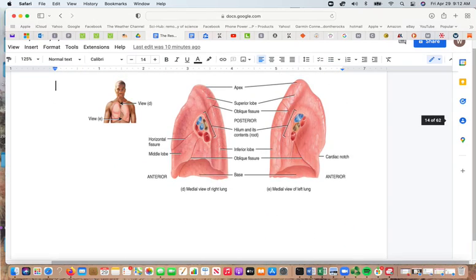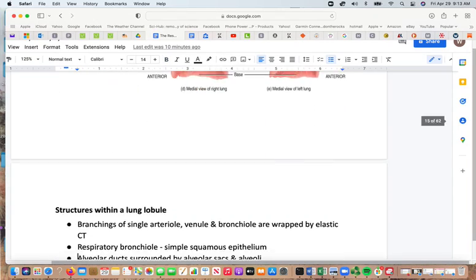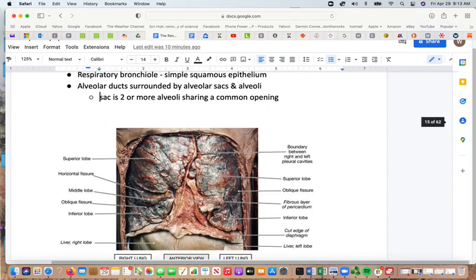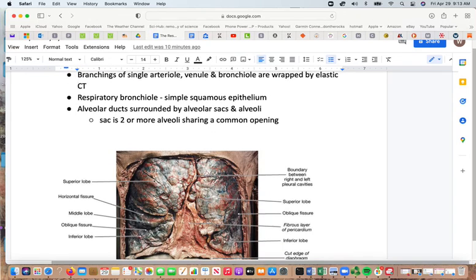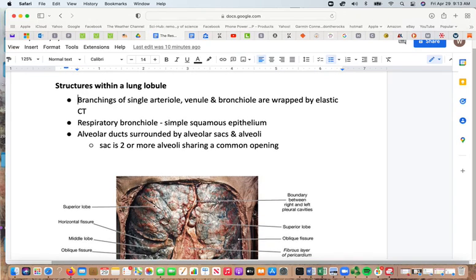So within the lung lobule, you've got branching of a single arteriole, venule, and bronchiole that are wrapped by elastic connective tissue.